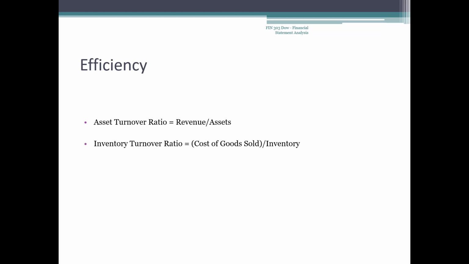Revenue and cost of goods sold numbers come from the income statement and so are values over a year. Assets and inventory numbers are from the balance sheet and so are for a point in time. To make the numbers comparable, the value of assets and inventory are typically calculated as the average over the year, which you can estimate as the average of the assets at the end of the previous year and the assets at the end of the current year.